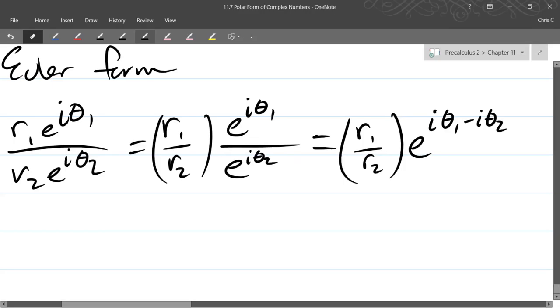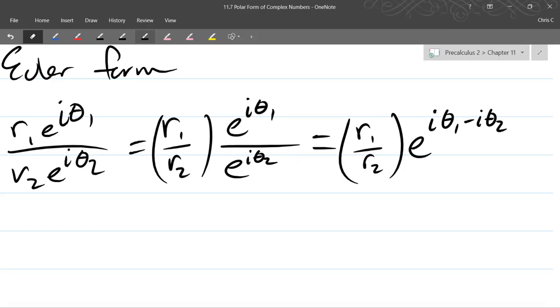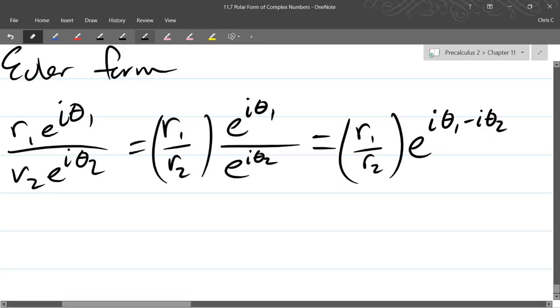Hopefully you got that. Dividing is subtracting. Dividing similar bases with exponents is subtracting their exponents. Or another way to think about it, the i theta 2 is negative because it's on the bottom. So you can add them, but you're adding the reciprocal of that one. And of course, we do the same exact last move, factoring.